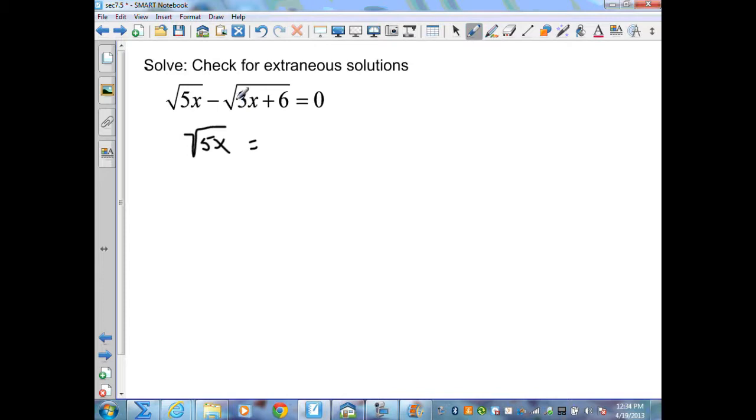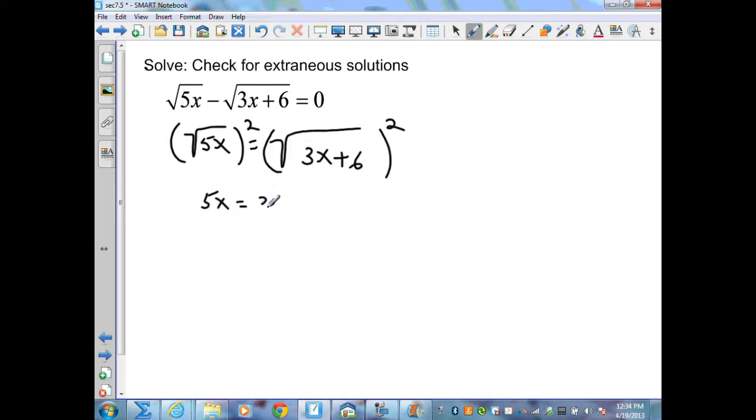That will eliminate it here, and that will give me the square root of 3x plus 6. Now I can, again, square both sides, raise it to the second power. That gives me 5x equals 3x plus 6. Solve the linear equation by subtracting 3x on both sides. Gives me 2x equals 6, or x equals 3.